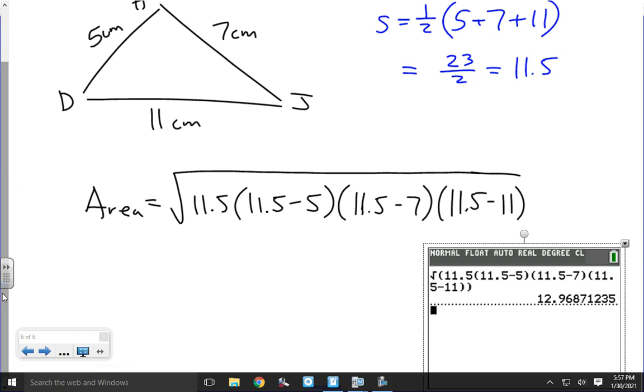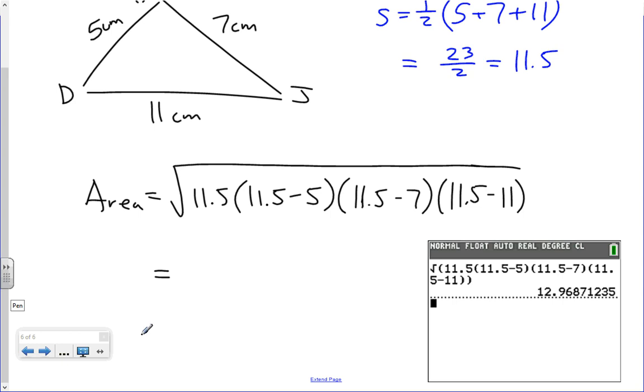So let's write that down, and don't forget we want to include units here if they're given to us in the problem. 12.969. And again, they gave us these units here for our side lengths in centimeters, so that means our area is going to be in centimeters squared. All right, that right there is the 2 area formulas to know to calculate the area of a triangle given side angle side or side side side. That is the end of section 9-3.